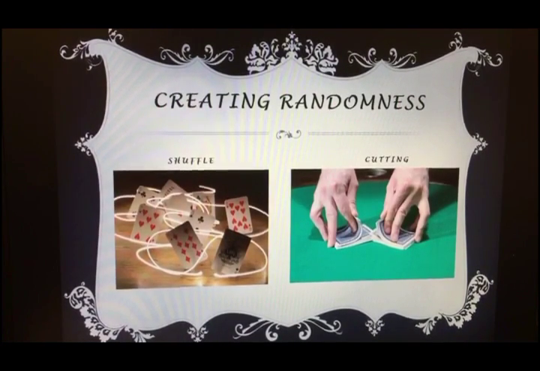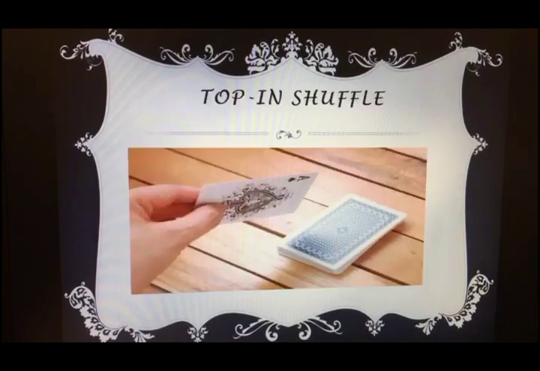Shuffling is a basic process of moving the cards from top to bottom or from bottom to top, whereas cutting involves cutting the deck into two and interleaving them, which also creates randomness. A basic example of shuffling is top-in shuffling. In top-in shuffling, we take the topmost card of a deck of n cards and place it in any of the n minus 1 positions among the other cards and repeat the cycle, which creates randomness.